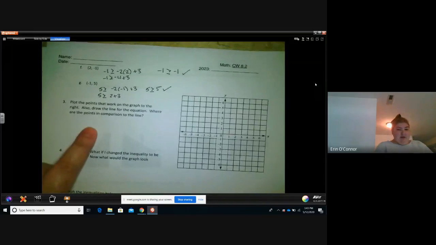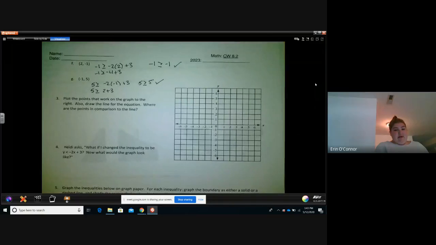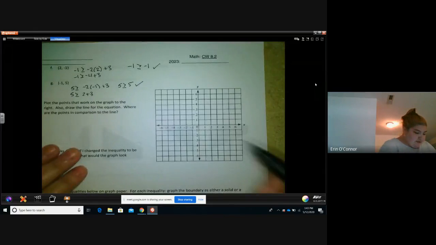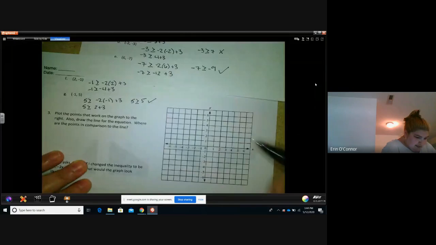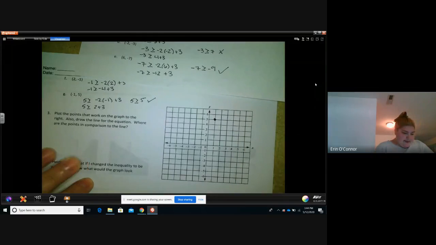So we're going to plot the points that work on the graph to the right. Also, we're going to draw the line for the equation. Where are the points in comparison to the line? So let's see. So first we're going to plot the points and then we'll draw the line. So the first point that works is 1, 5. So 1, 5. I'm going to plot that.